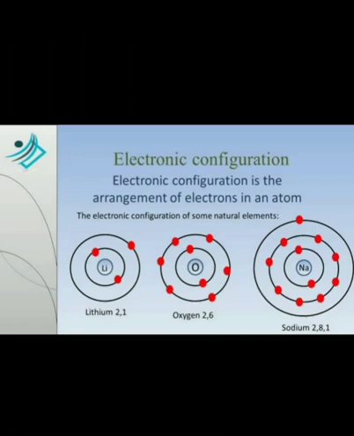Then see oxygen, whose atomic number is 8. The electronic configuration is 2, 6. That means K cell has 2 electrons and L cell has 6. And sodium has atomic number 11, so the electronic configuration is 2, 8 and 1. That means 2 plus 8, 10, plus 1, 11. Like this, electrons are arranged in atoms. These are the electronic configurations of atoms.